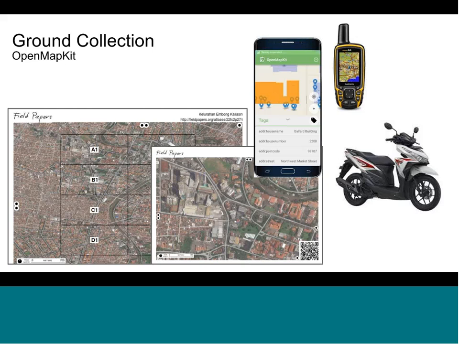We also use field papers to help navigate once we're out in the field, or GPS, and at least in Indonesia and Uganda, we found it quite easy to get around by motorbike and cover a lot of ground quickly that way.